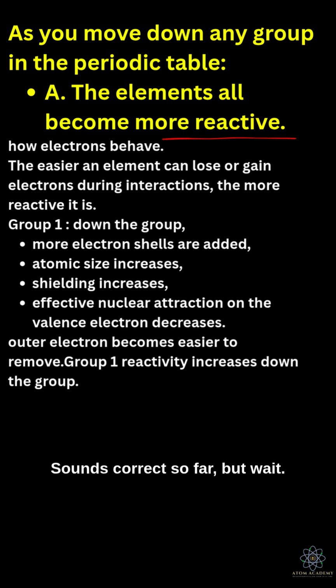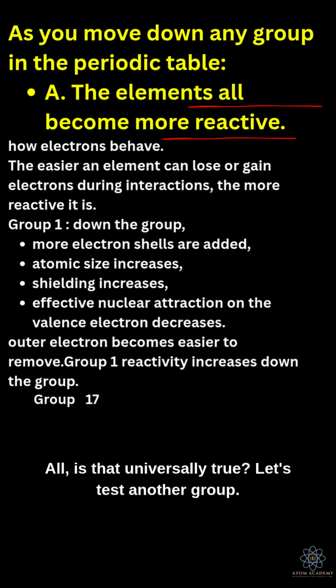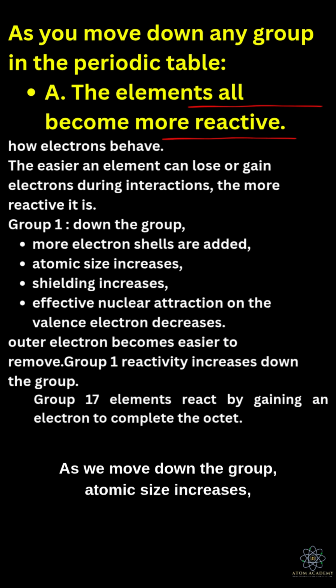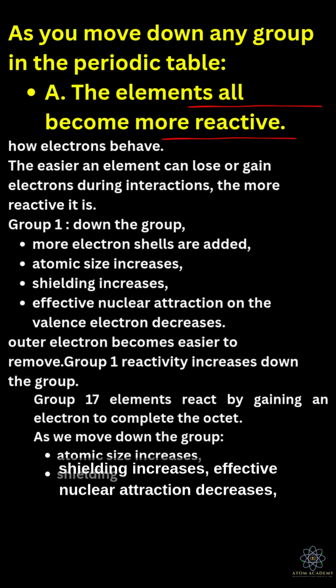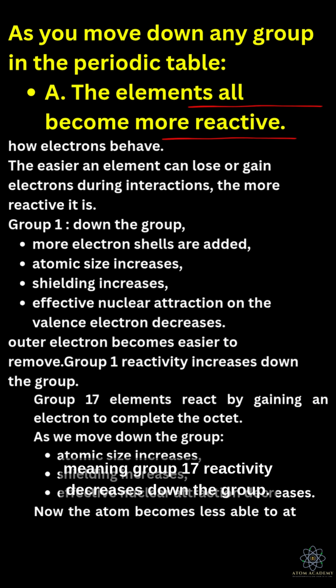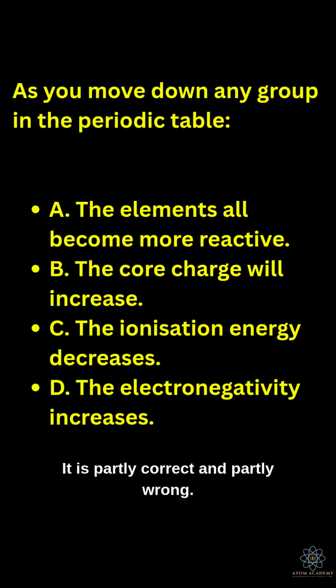Sounds correct so far, but wait. The statement says, all elements become more reactive. All, is that universally true? Let's test another group. Group 17 elements react by gaining an electron to complete the octet. As we move down the group, atomic size increases, shielding increases, effective nuclear attraction decreases. Now the atom becomes less able to attract a foreign electron, meaning Group 17 reactivity decreases down the group. So option A is not universally true. It is partly correct and partly wrong. In chemistry, half correct is still wrong.